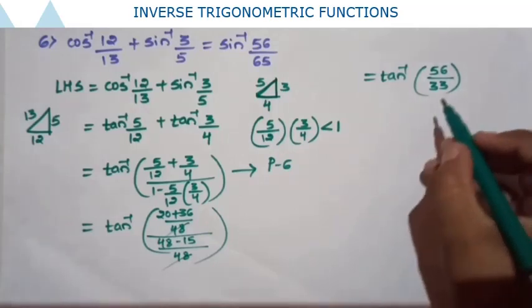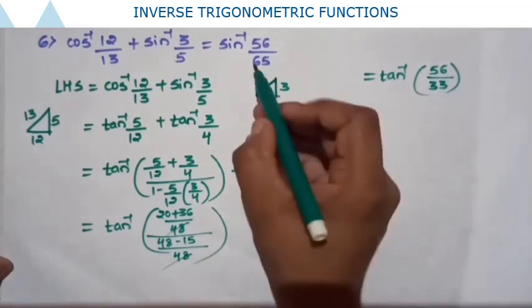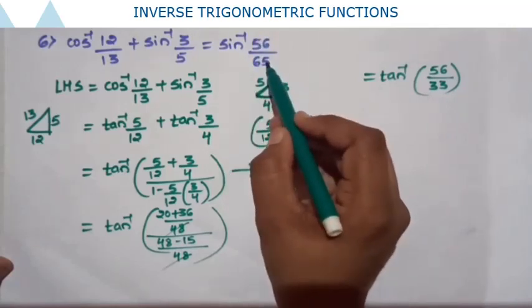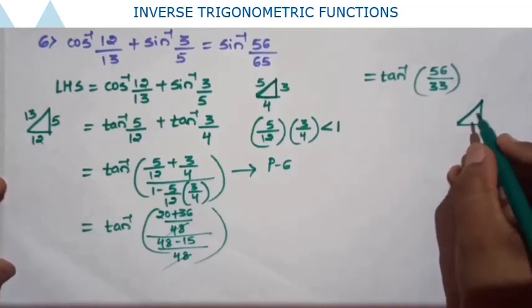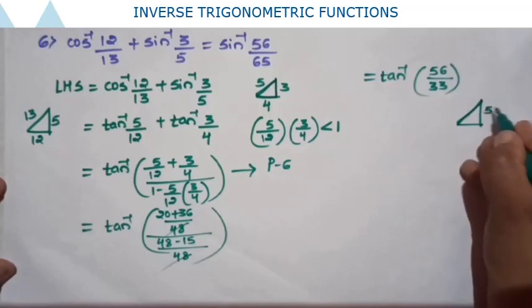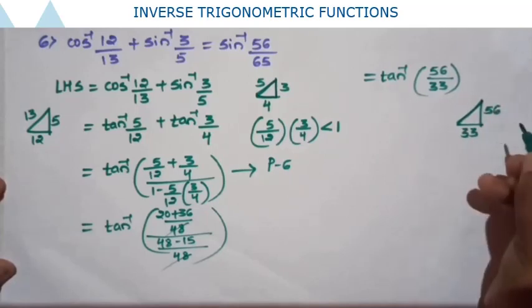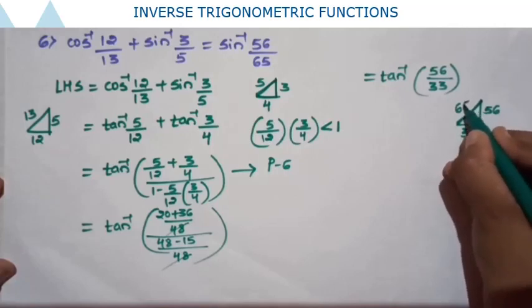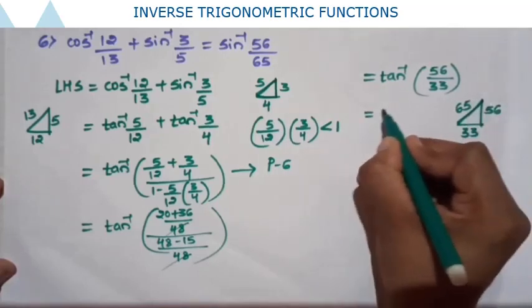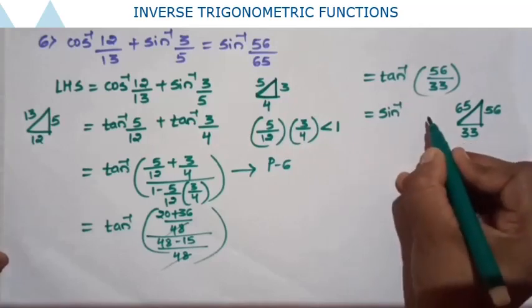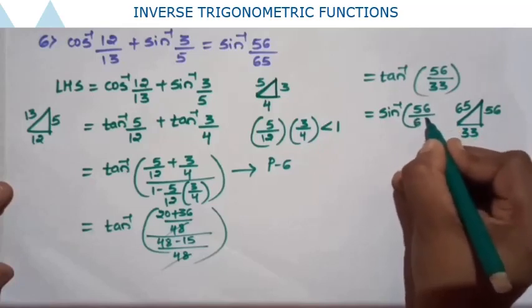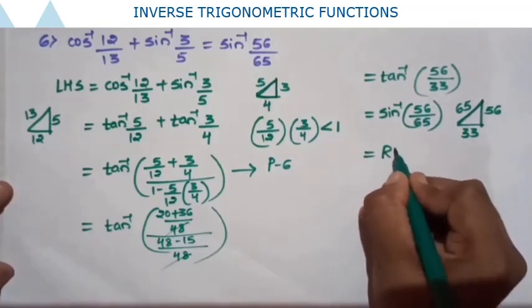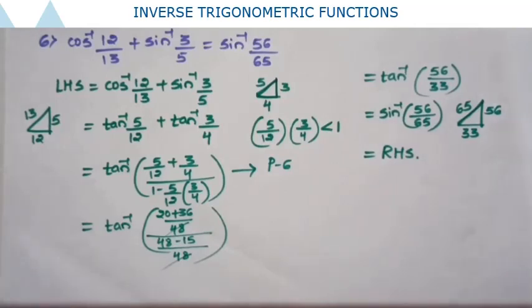Okay, so this becomes tan inverse 56 by 33 and we need the answer in terms of sin inverse 56 by 65. Again consider a right angle triangle and convert tan inverse to sin inverse. So 56 is the opposite side, 33 becomes the adjacent side, so that we have 65 as the hypotenuse. Therefore the sin inverse definition, you know, is opposite by hypotenuse, therefore opposite side 56 divided by 65. Okay, so this is nothing but the RHS. So this one is the 6th example and now we'll consider the 7th one.